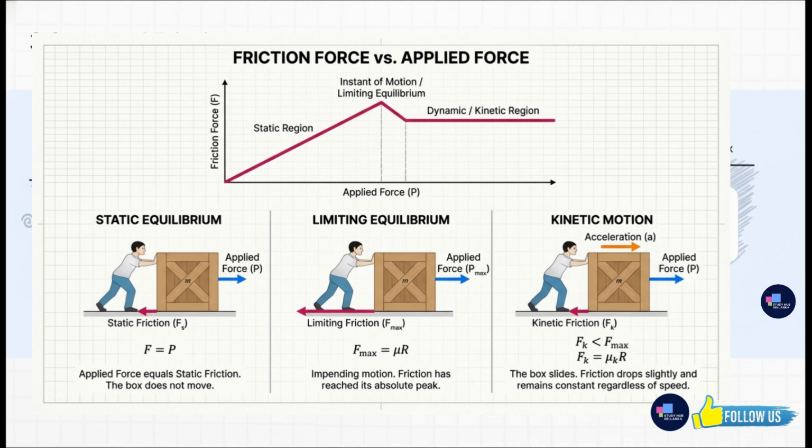The second it starts sliding, we're in stage 3, kinetic motion. And here's the cool part. Once it's moving, the friction actually gets a tiny bit weaker. It drops and then stays at a constant value while it slides.